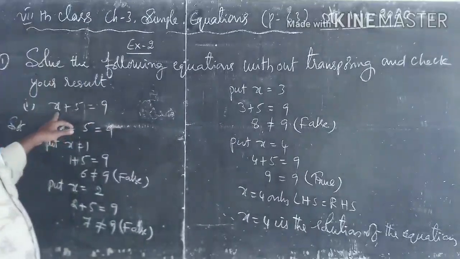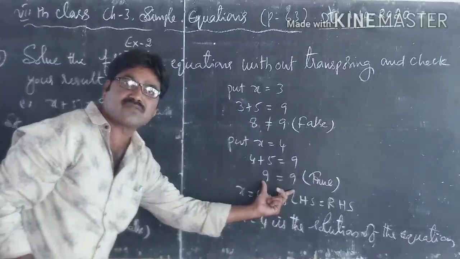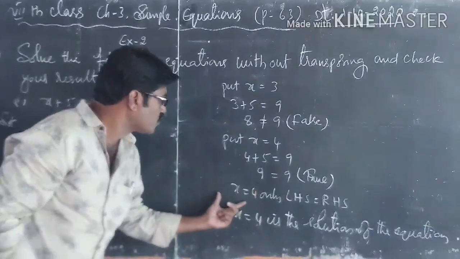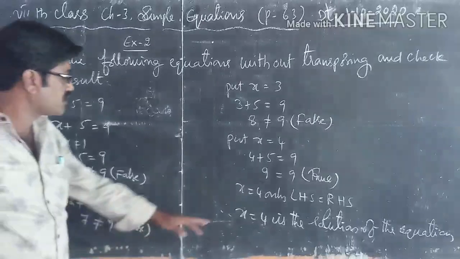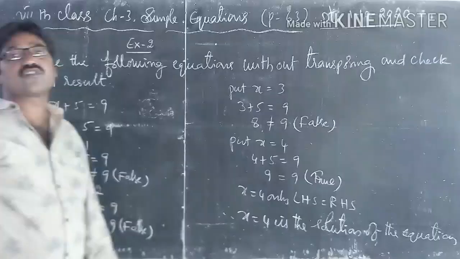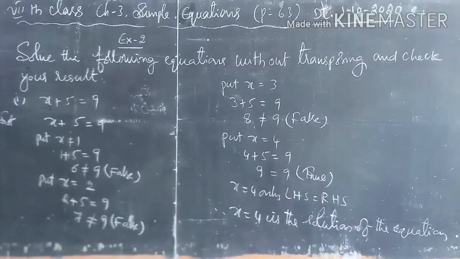Put x is equal to 4. In place of x, write 4. 4 plus 5 is equal to 9. 9 is equal to 9. LHS is equal to RHS. This is true. So x is equal to 4 only. Therefore, x is equal to 4 is the solution of the equation. Okay, understood, children? Okay, note down.